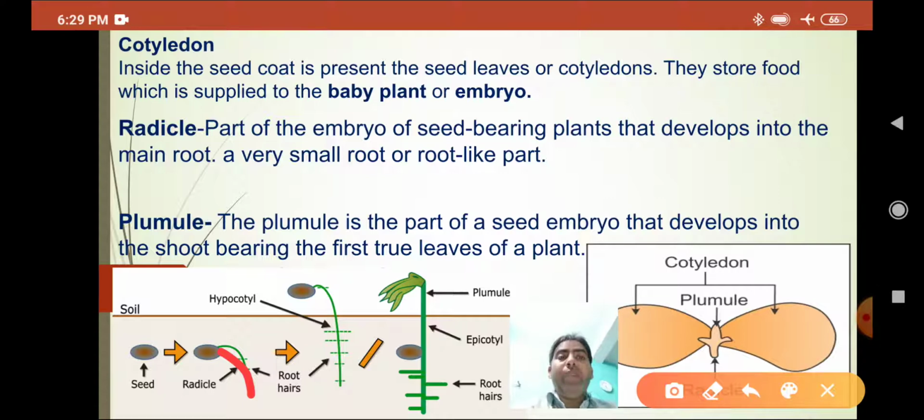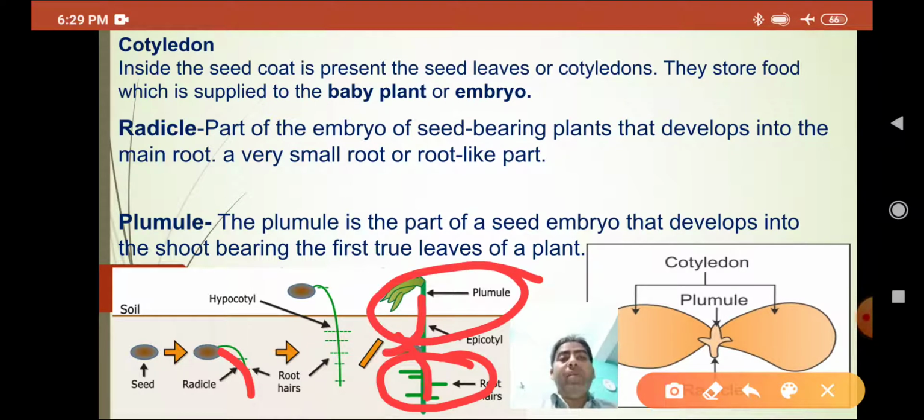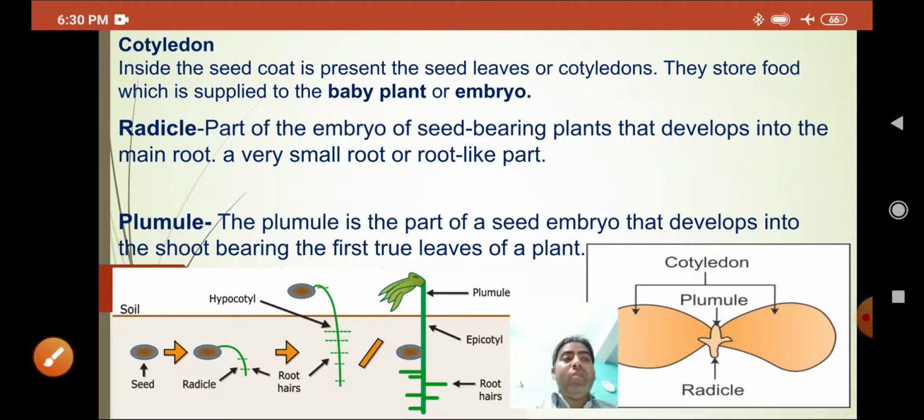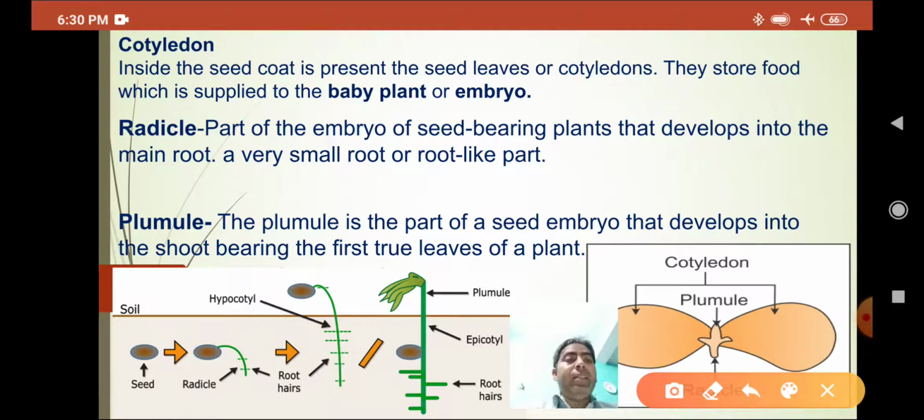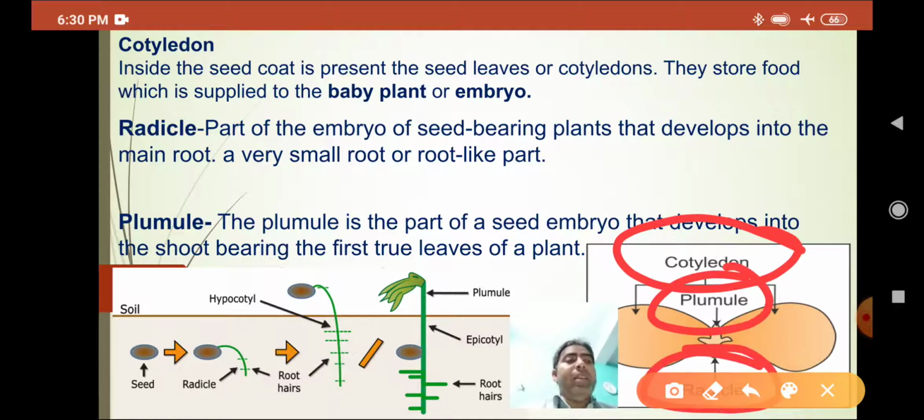After that, from the seed the plumule grows. Thus one part grows upward and one part grows downward. The part that grows downward is called the radicle, and the radicle develops into the root system. The plumule grows upward, against gravity, and develops into the shoot system, giving rise to the shoot. Here I have also shown this is the cotyledon, this is the plumule, and downward it is the radicle.